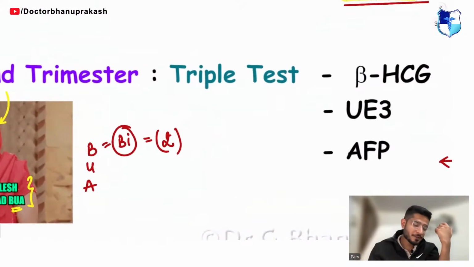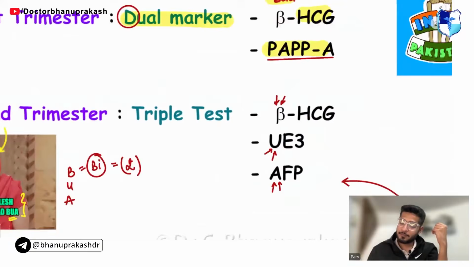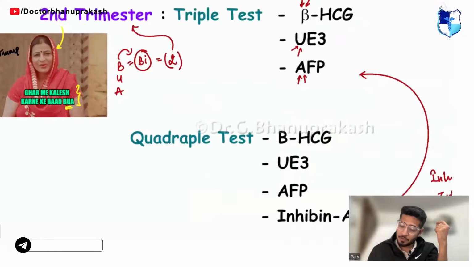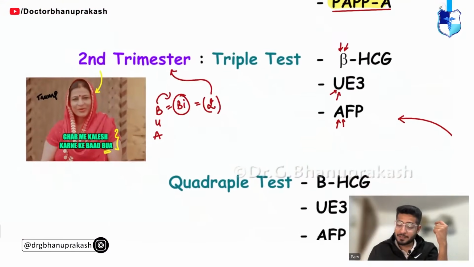So what is Bua now? Bua is something you can remember for the second trimester. B for beta HCG, U for unconjugated estrogen, and A for alpha fetoprotein, AFP. And from BUA you can remember that bi is 2, for the second trimester also.